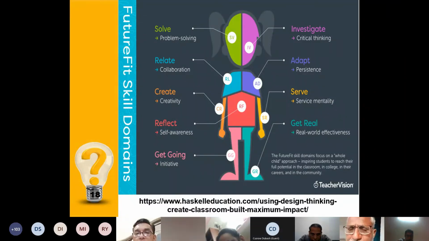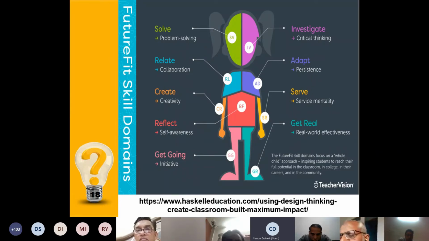Solve is critical thinking. Get going is to take initiative. You'll have to do some critical thinking. Get real world effectiveness, critical thinking. If you need to adapt, you will have to do so, critical thinking is covered. It's a great skill for young people to have.